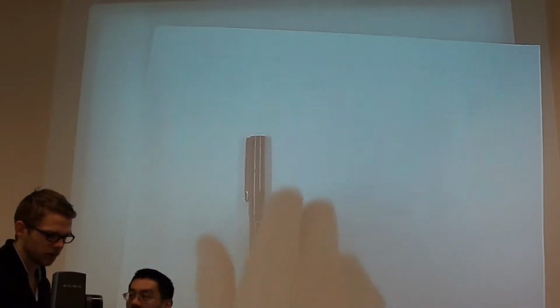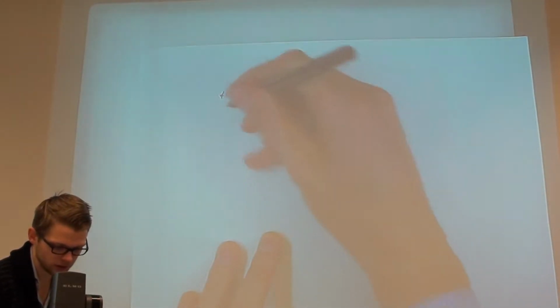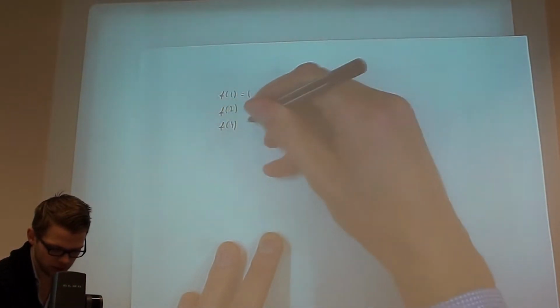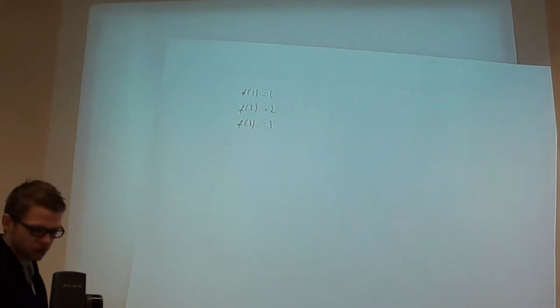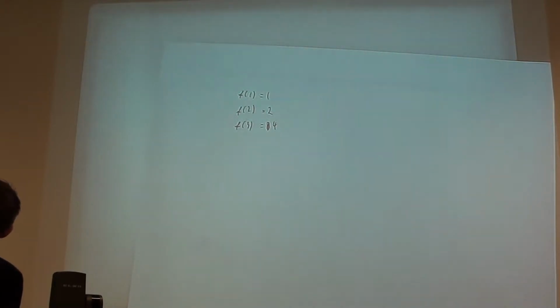Well, we know that f of 1 is equal to 1, f of 2 is equal to 2, and f of 3 is equal to 4, sorry. Now, if we take a look at the solutions and compare different solutions, let's take 2 and 3, for example, and see how the equations change. That's the idea, I think.